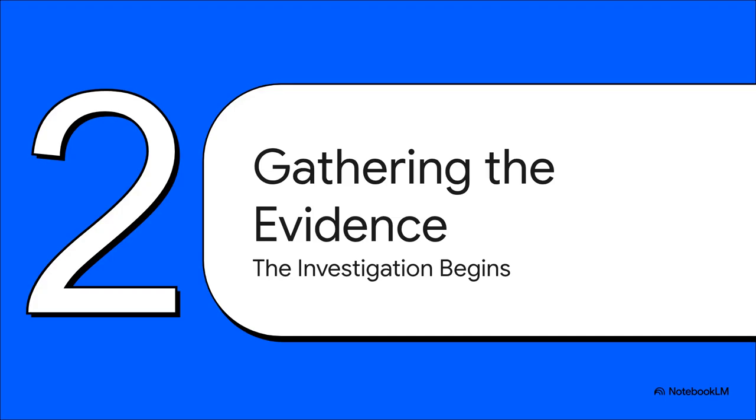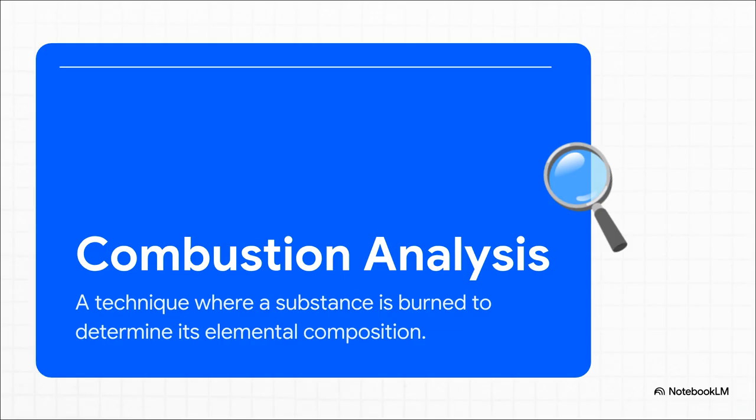With the case file open, it's time to start the real investigation. We need to turn these raw numbers into some actual, usable evidence that can point us toward our molecular suspect. So let's get to it. Our main forensic tool here is a technique called combustion analysis. It's a really powerful method where we essentially burn the evidence, our unknown substance, but in a very controlled way. By analyzing what comes out, we can figure out exactly what went in.